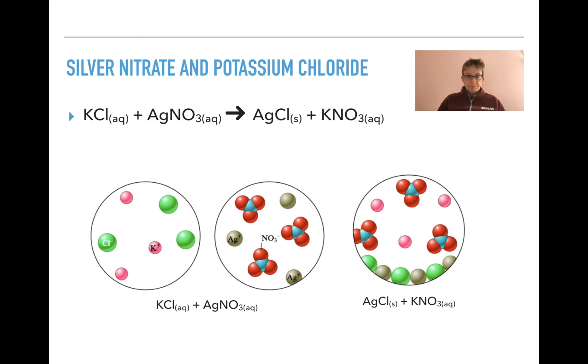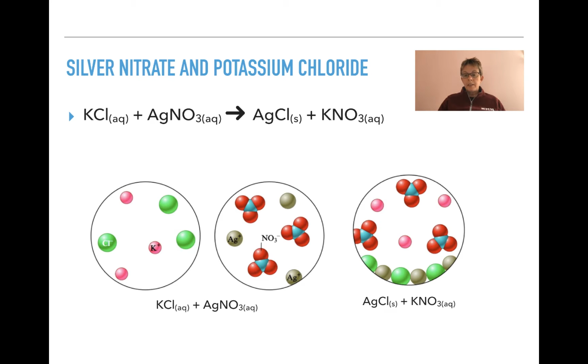Well, here you'll see in the diagram on the left, that represents the potassium chloride solution. Because it's an aqueous solution, we have potassium ions represented in pink and chloride ions represented in the green spheres. The second diagram represents the silver nitrate solution. So we have silver ions and nitrate ions. The silver ions are these small grayish spheres, and then the nitrates are the larger molecules you'll see there that have a nitrogen in the middle surrounded by three oxygens.